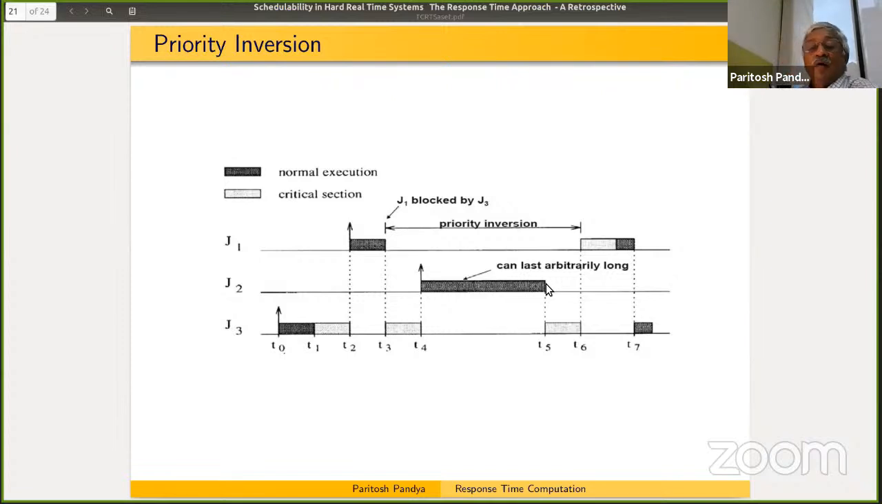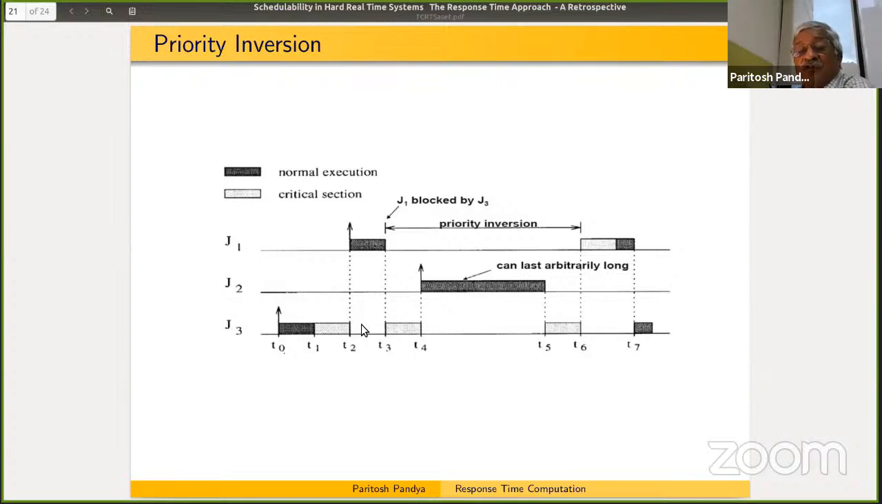Okay. Now what happens is, initially the lowest priority weather task starts executing, and this dark region is where it is doing normal execution, not using the shared resource. So first it is doing normal computation without the shared resource from T0 to T1. At T1, it locks up that shared resource and starts using it. At time T2, what happens? The higher priority task J1 arrives, given by this up arrow.